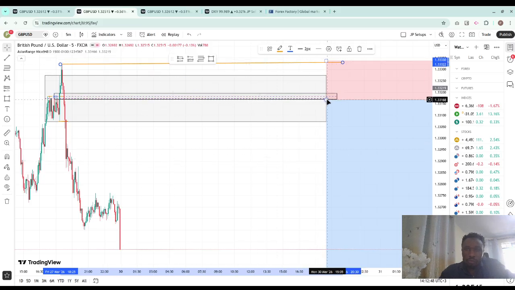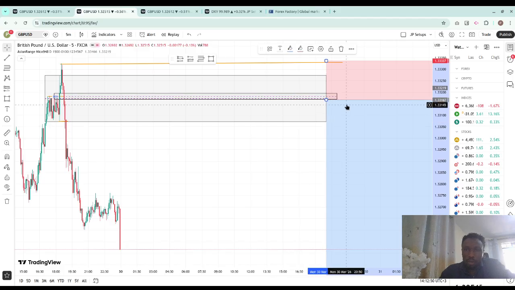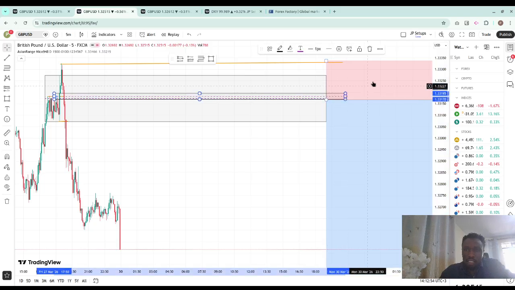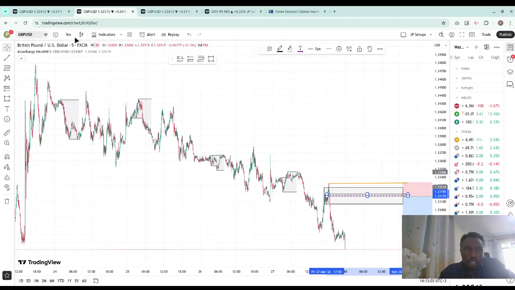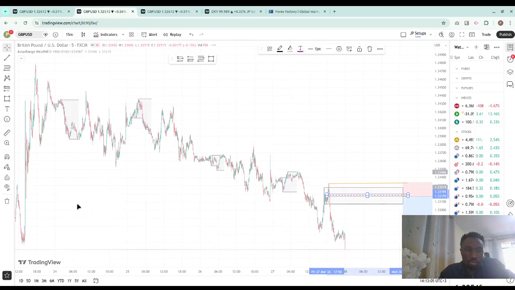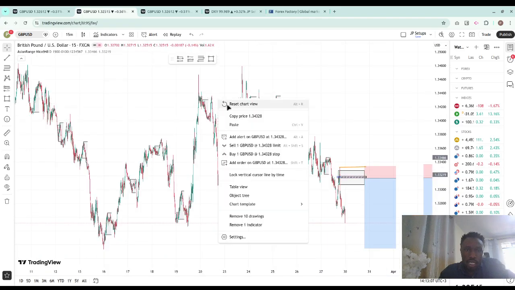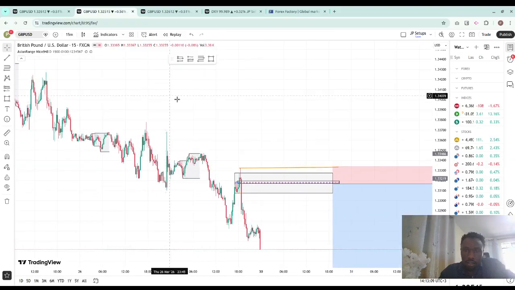So if the market happened to come back to this point here, my entry will be from this 1.33174 to the downwards. Okay, yes, that is it on GBPUSD. All right.